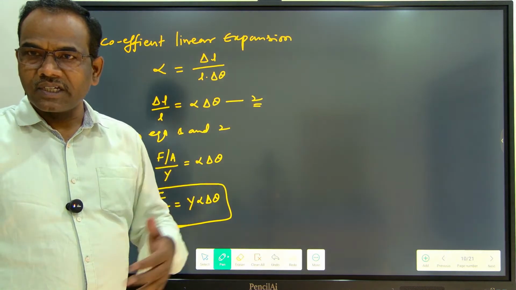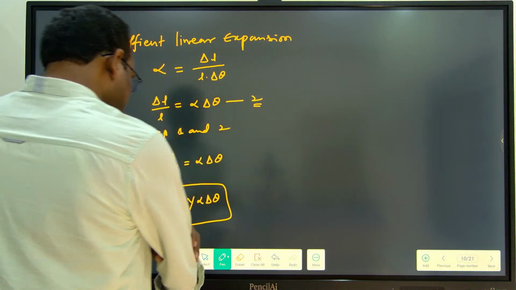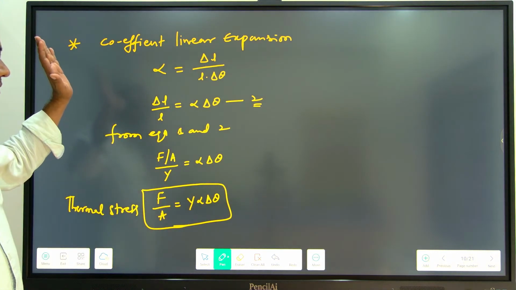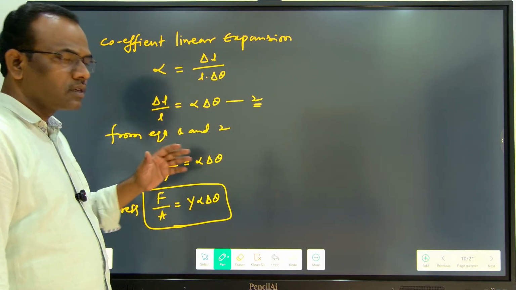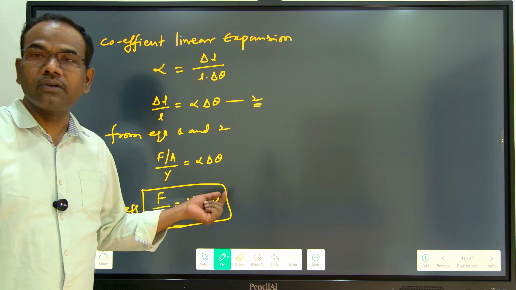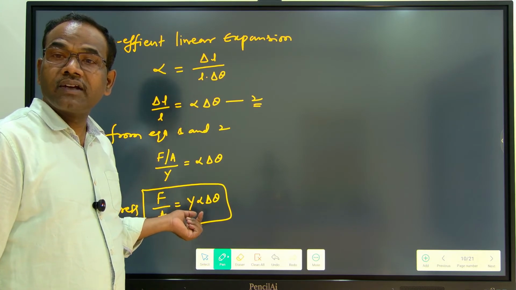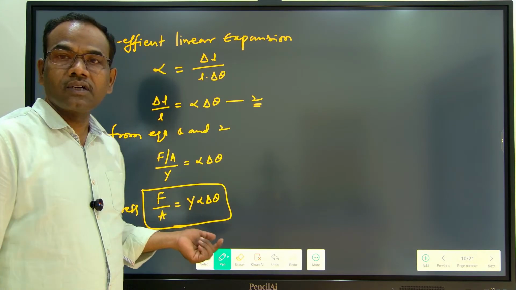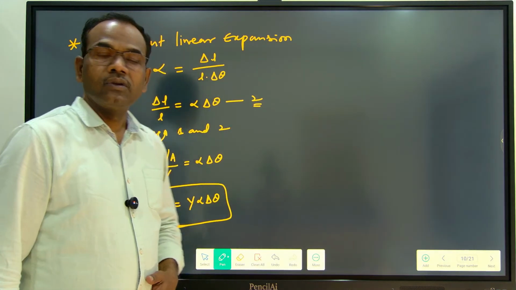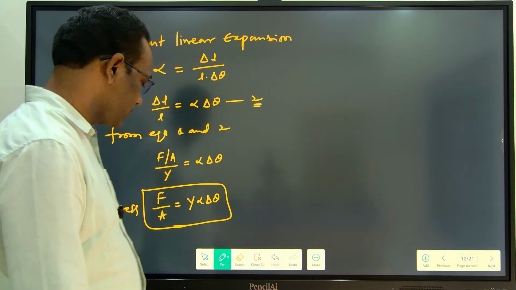Delta theta means change in temperature. That is the reason. Okay, it is a very important relation. Many times questions have been asked on it previously, then we'll solve. So just remember the formula F by A equal to Y into alpha into delta theta. Y is the constant Young's modulus of the material, alpha is the coefficient of linear expansion. Take the delta theta value, substitute the values, and we'll get F by A, that is thermal stress.